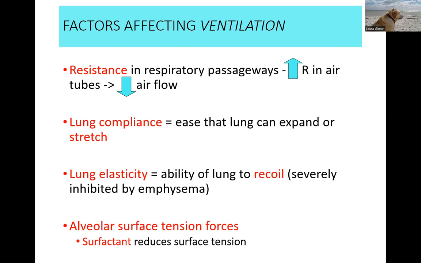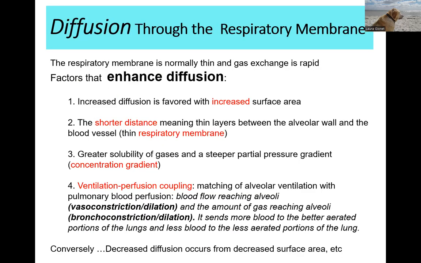Alveolar surface tension forces, surfactant. Remember, if you don't have good surfactant, then those alveoli can collapse. Surfactant reduces the surface tension, which means it resists folding on itself. It remains kind of patent. Okay, diffusion through the respiratory membrane.